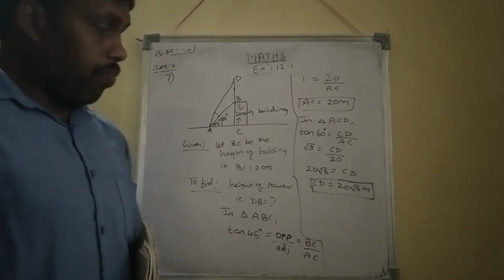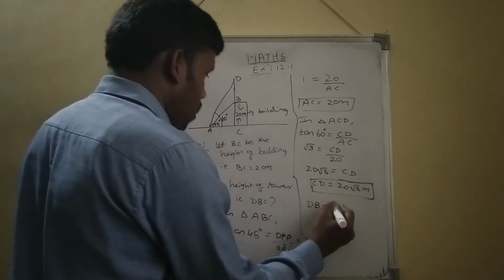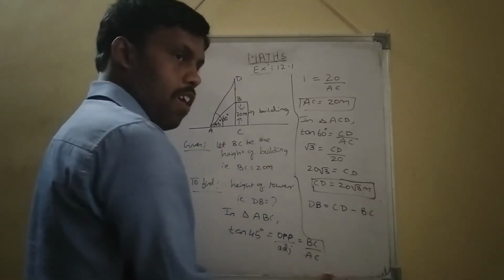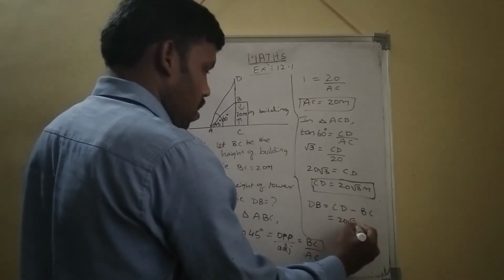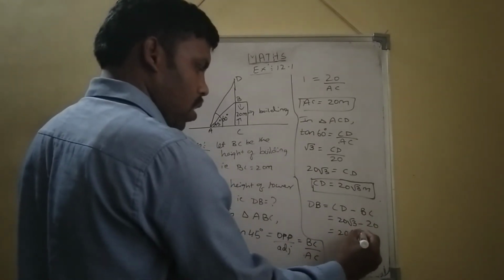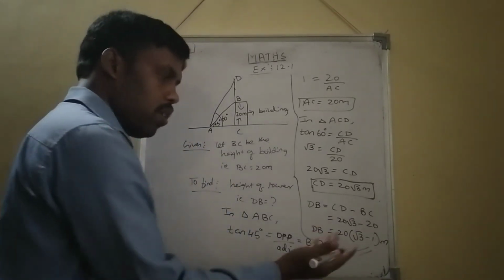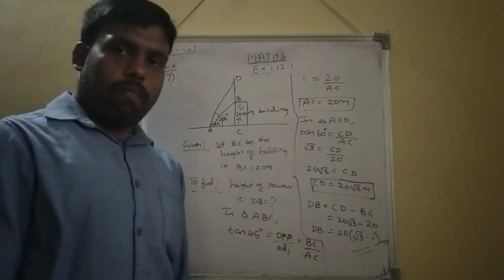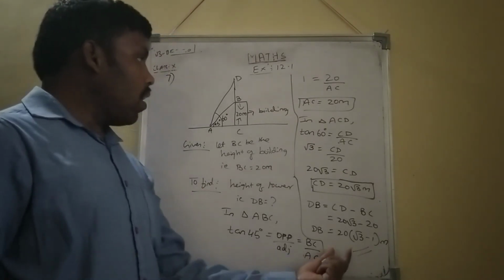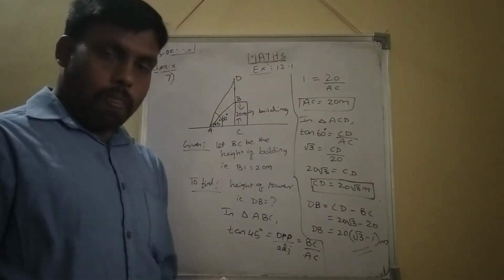Next we have to find the length of DB. DB length is nothing but CD minus BC. So CD is 20 root 3 minus BC is 20, already given. We'll take 20 common, so we get 20 into root 3 minus 1 meters. So you can write the conclusion: therefore, the height of the transmission tower is 20 into root 3 minus 1 meters. Okay, children.